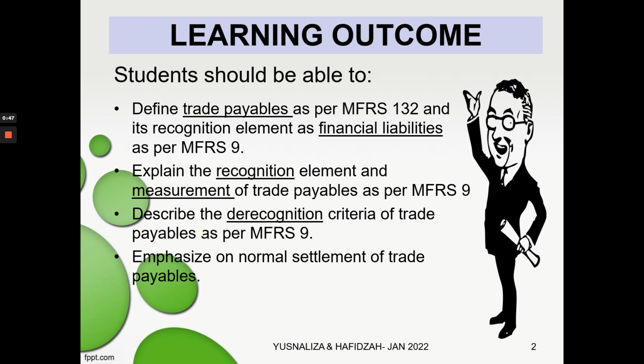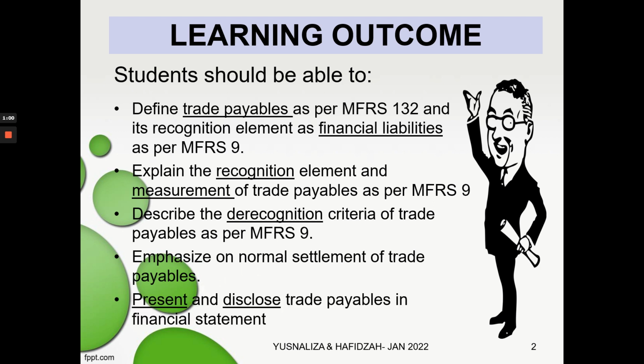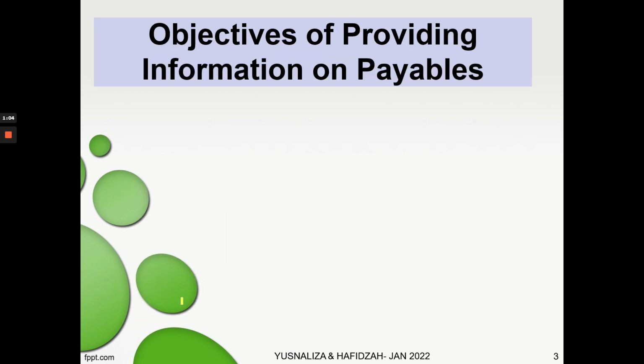When can you derecognize a trade payable? Normally when the full payment to the supplier or to the accounts payable is met. That's just some example. Emphasize on normal settlement of trade payables, present and disclose trade payables in the financial statement.